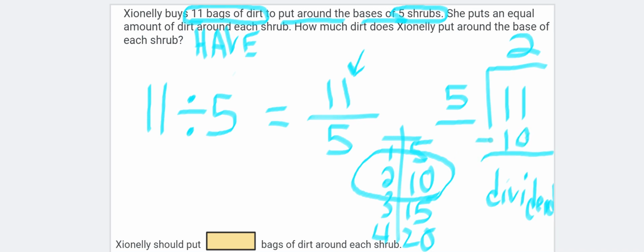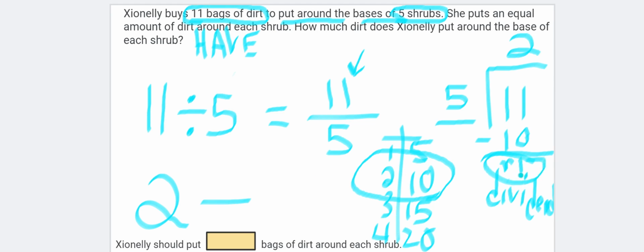Then I'm going to subtract. What's 1 minus 0? That would be 1. Now I have 2, remainder 1. Now I have 2 wholes, so I'm going to write that over here. 2 wholes. But I have 1 left over.